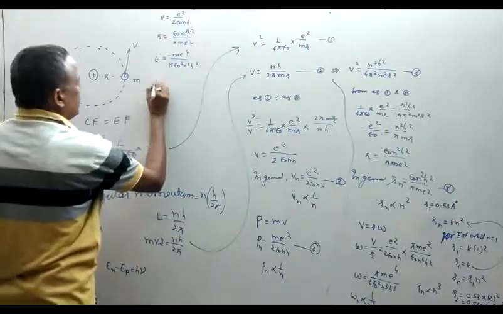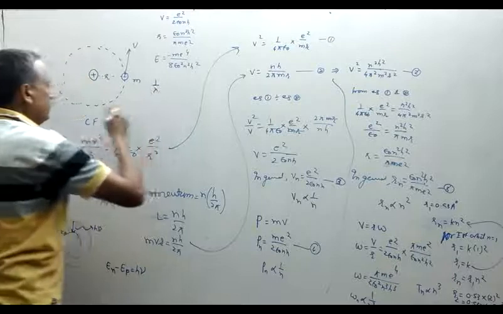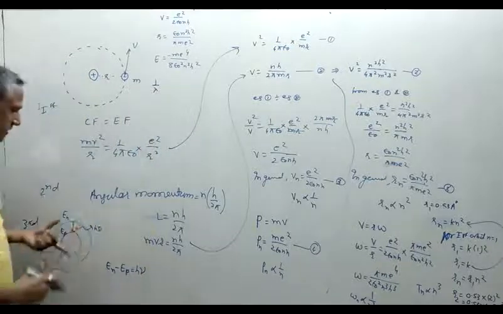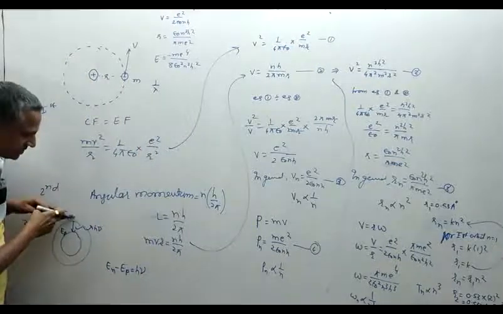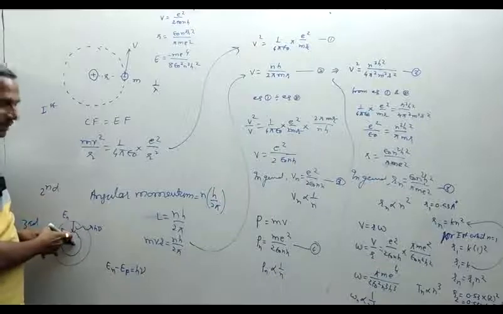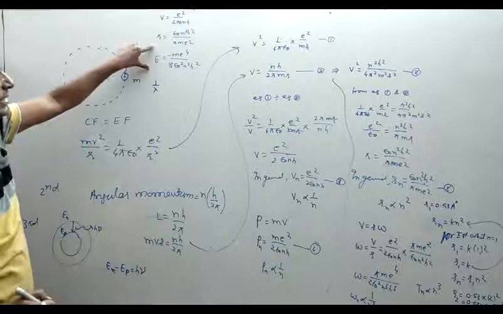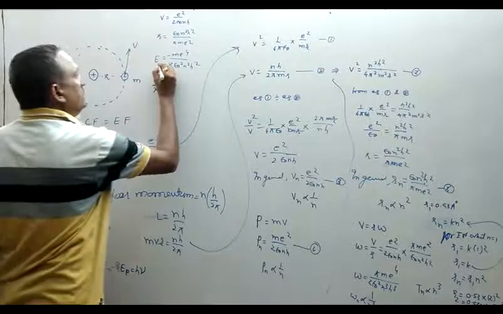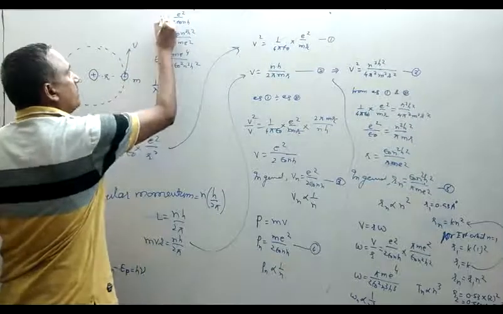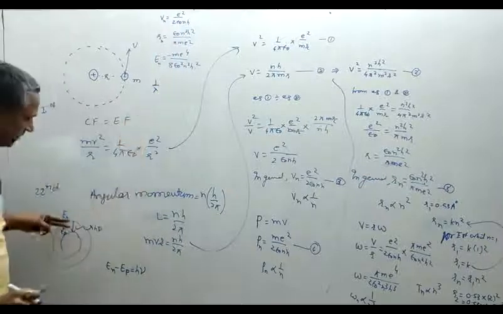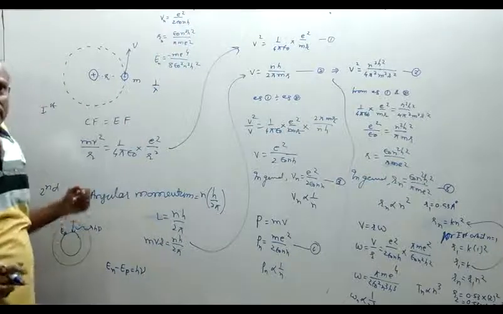Now we know that an electron is revolving in a circular orbit. When it jumps from a higher stationary orbit to a lower stationary orbit, energy is emitted. At that time the energy of an electron in the nth Bohr orbit is represented by this formula. So here is the energy of that photon.